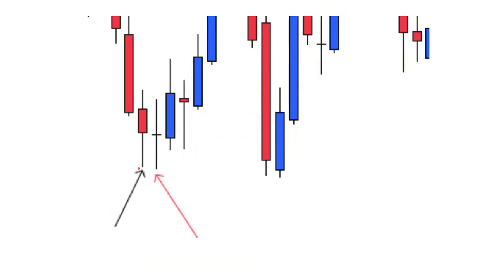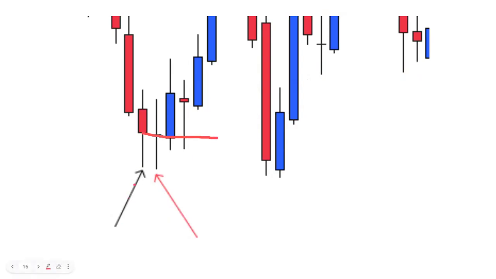Now, this is the question and answer section. I want you to think about this. The candle with the highest wick, is it the one with the red arrow or the one with the black arrow? Let me give you guys like 10 or 20 seconds. Just think about it. Which one of them? Okay, I'll go with the red one.